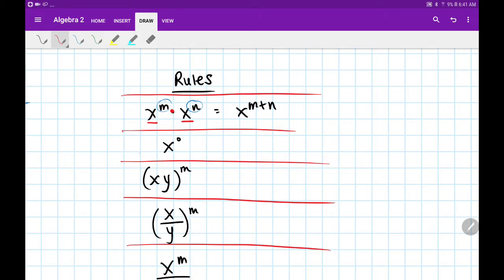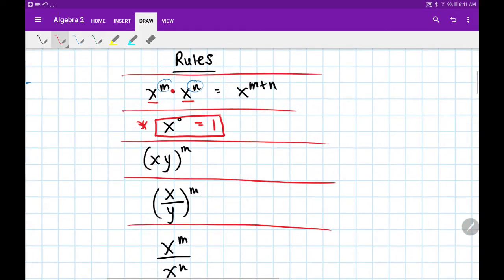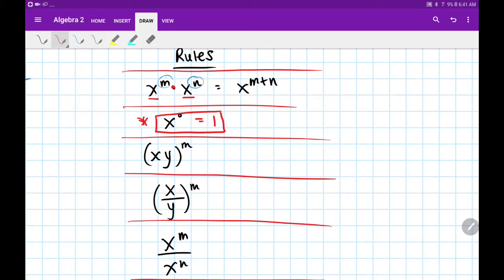Oh, this is an important one. I just skipped over it. Anything to the 0 power is 1, not 0. And then this is the rule we just talked about. I'll write it over here since I missed it. If I have an exponent taken to yet another exponent, we're going to be multiplying them, almost like we're distributing.